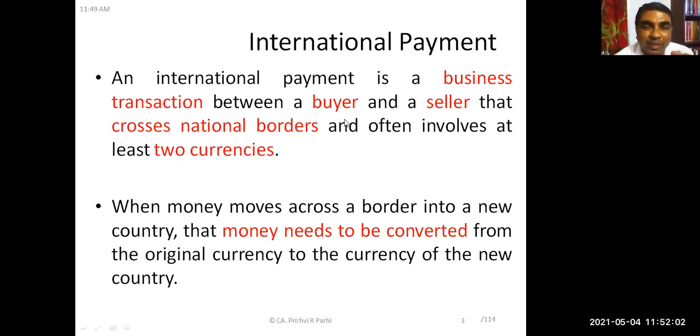So before making any payment, we have to convert one currency. Because the other person may accept your currency, may not accept your currency. If he is not accepting your currency, you need to convert it. So normally the other party may insist that he will receive payment in his own currency or maybe some other country's currency. Or sometimes they may accept your own currency also. So that possibility is also there.